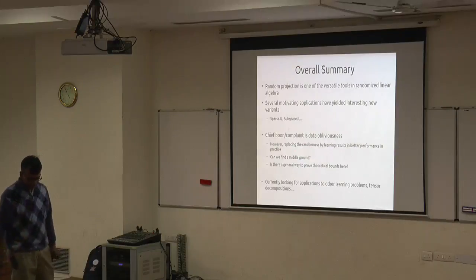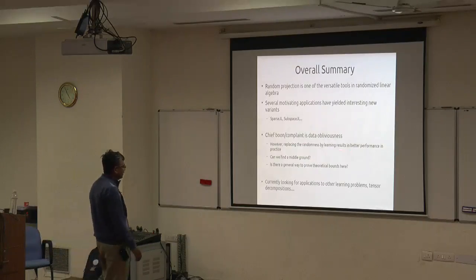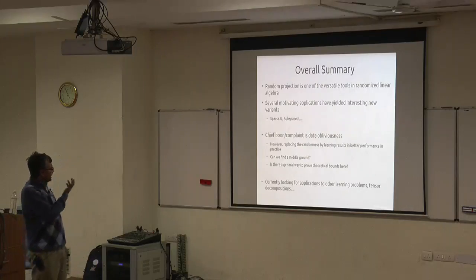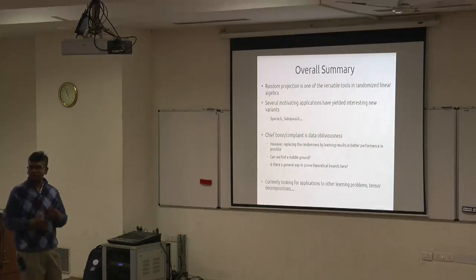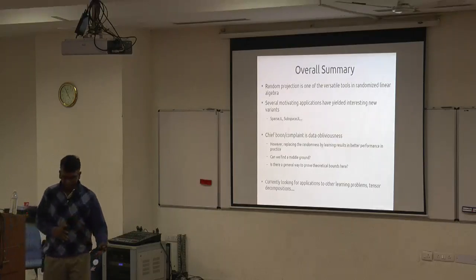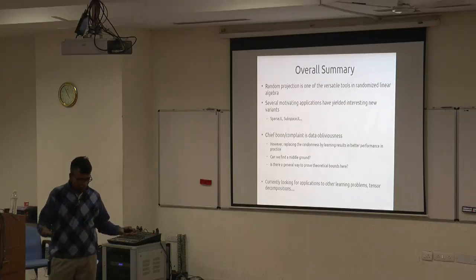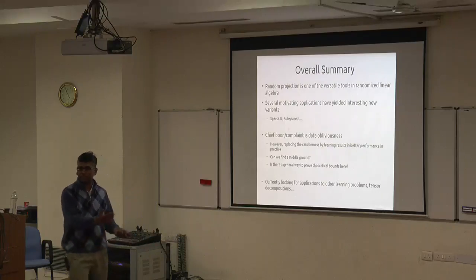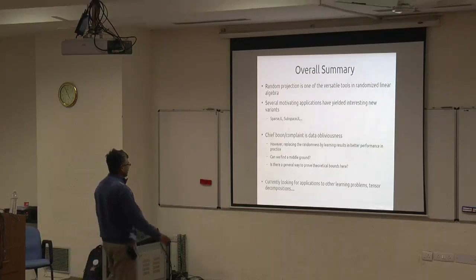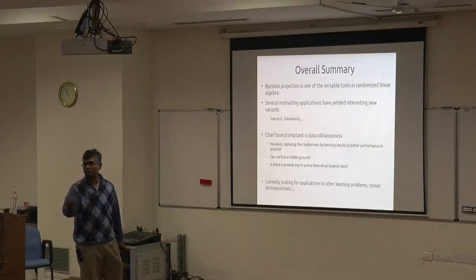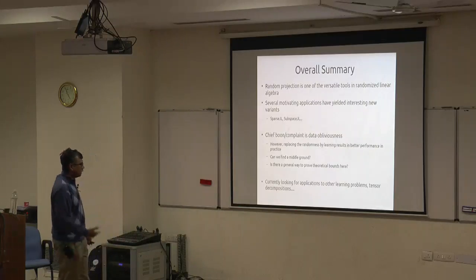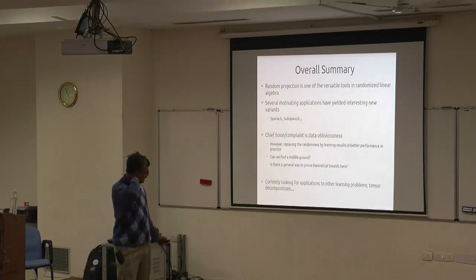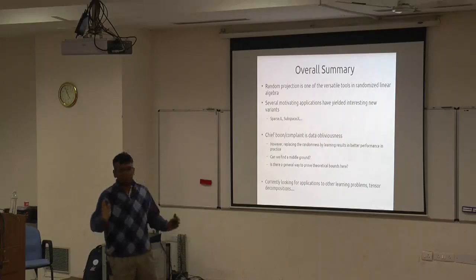We saw a little bit in the named entity disambiguation task that replacing the randomness results in better performance in practice. A very interesting question that I always ask is whether we can find a middle ground. Maybe I want to know some characteristics of the data. I don't want to train on the entire distribution, but I want to know some overall distributions of the data. Will that help me select the randomness better? I don't know. For graphs, without giving you the graph, I give you the degree distribution. Can you do something here? I don't know. Currently we're looking for applications of this to other learning problems and tensor decompositions. This is very important. Thank you.